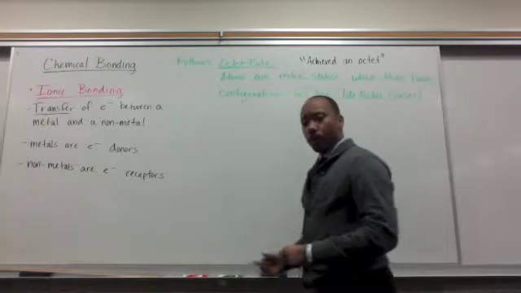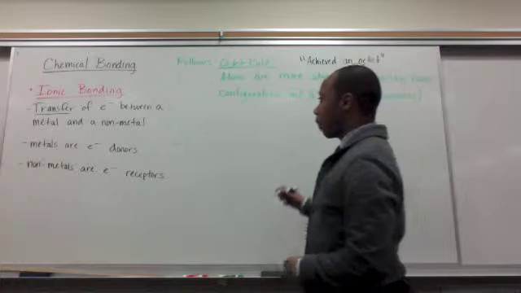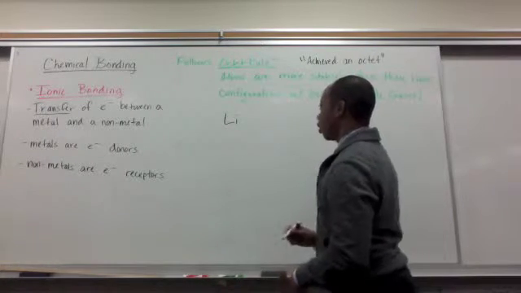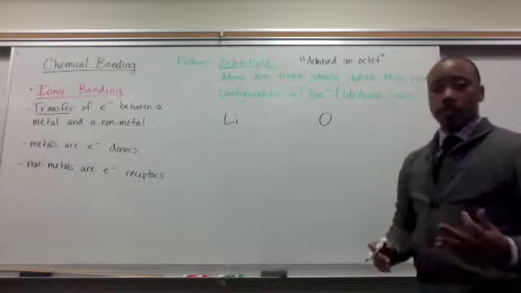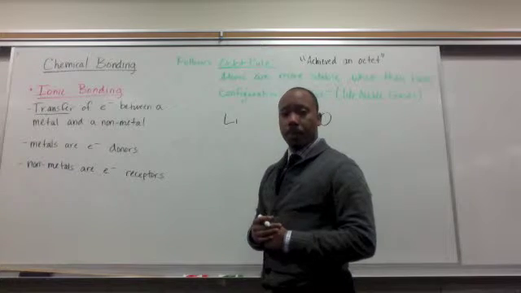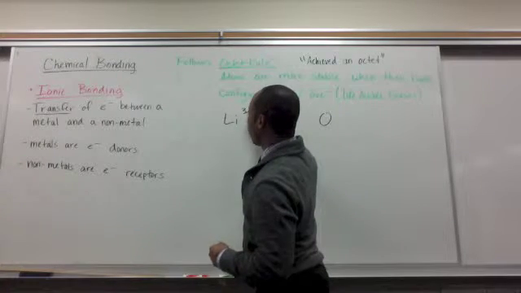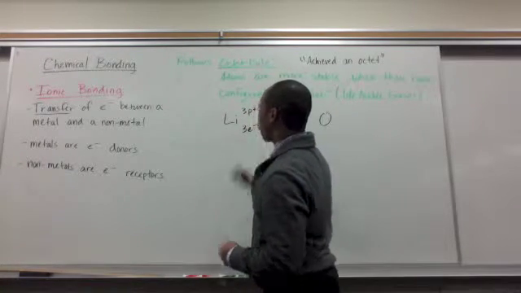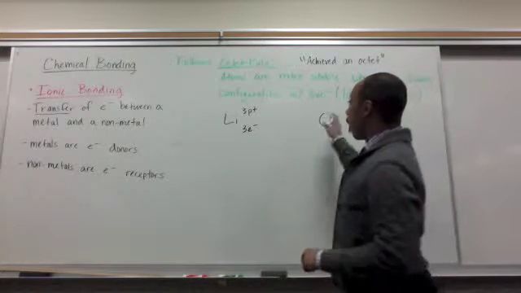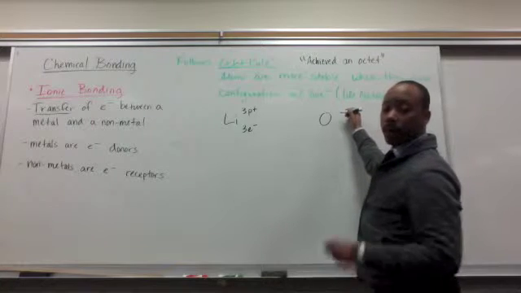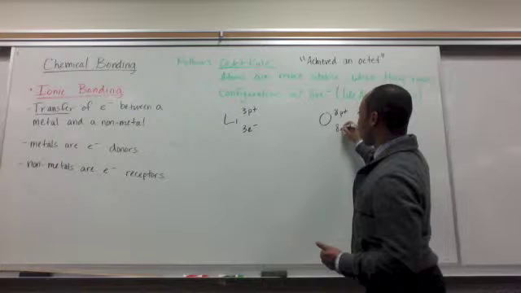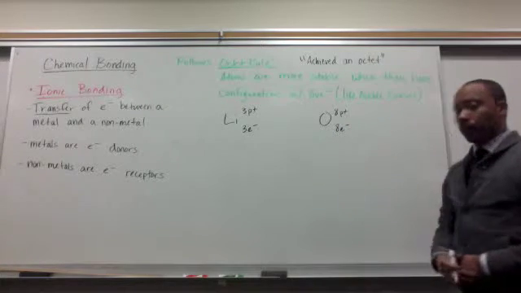Alrighty, so let's do an example. In class we did a few examples, but here's another example between lithium and oxygen. Lithium, as an electrically neutral atom, has an atomic number of 3 from the periodic table, which means it has 3 protons and 3 electrons, not an ion yet. Oxygen has an atomic number of 8, meaning it has 8 protons and 8 electrons. It is electrically neutral at first.